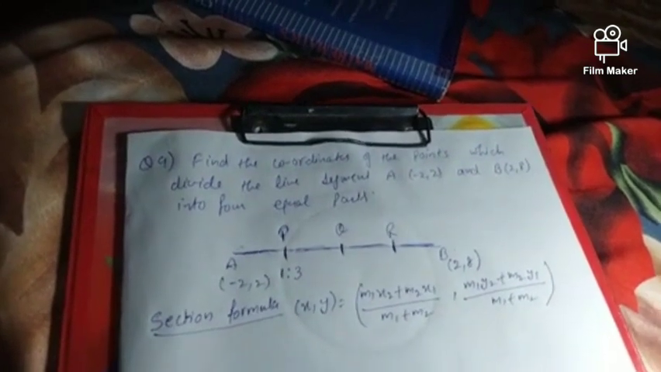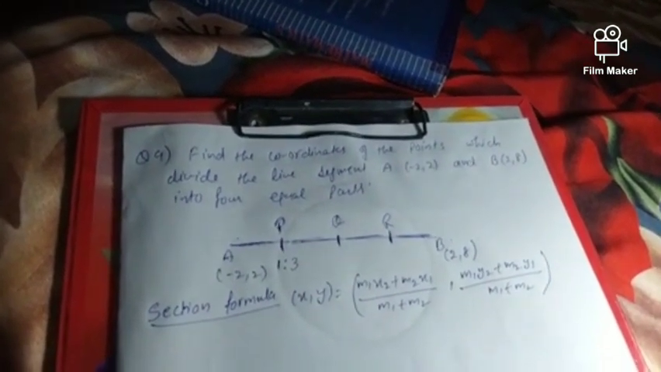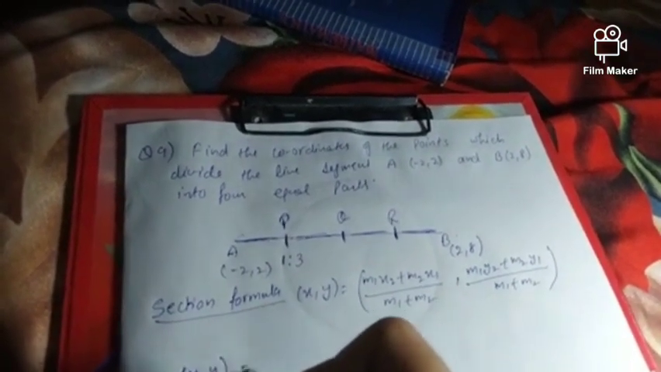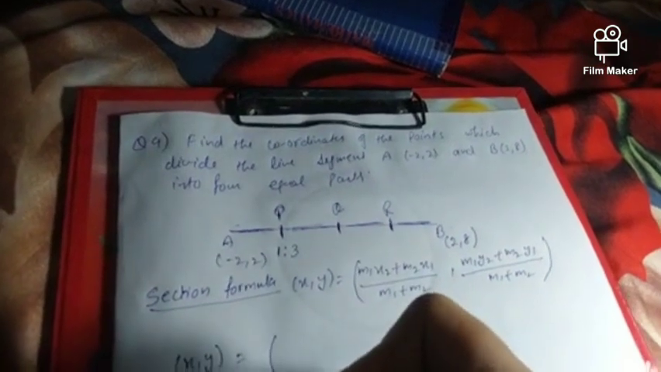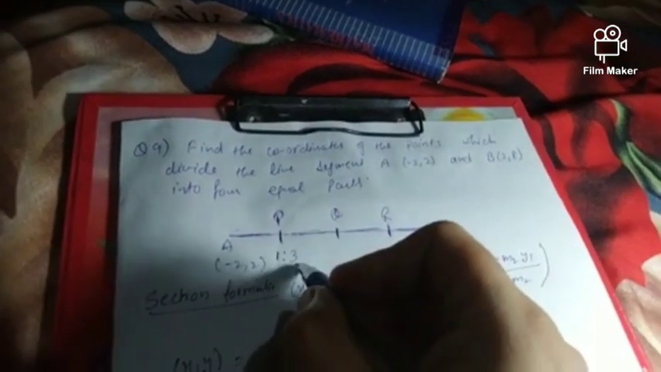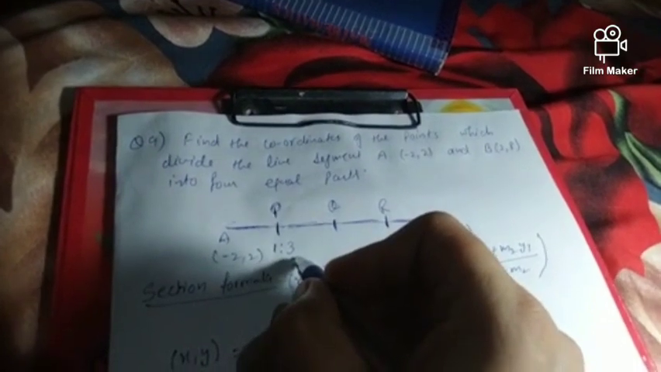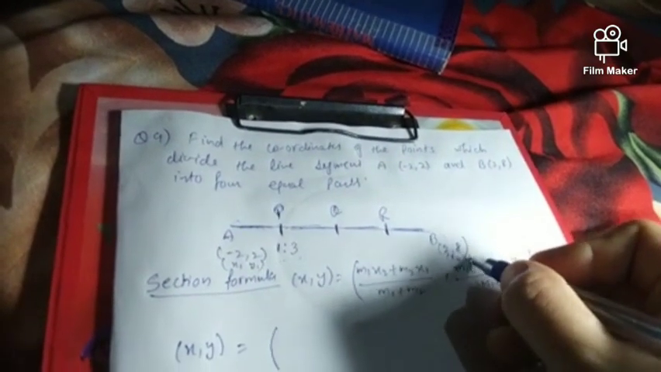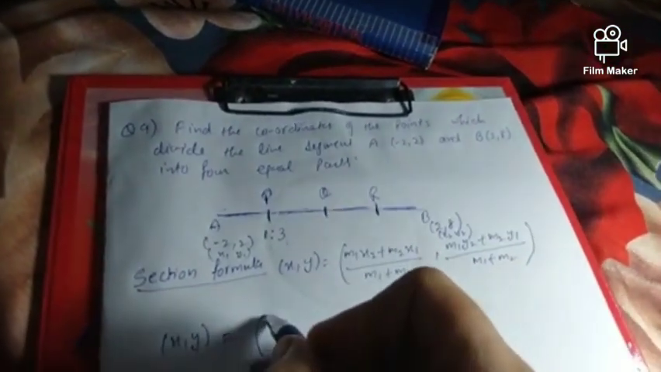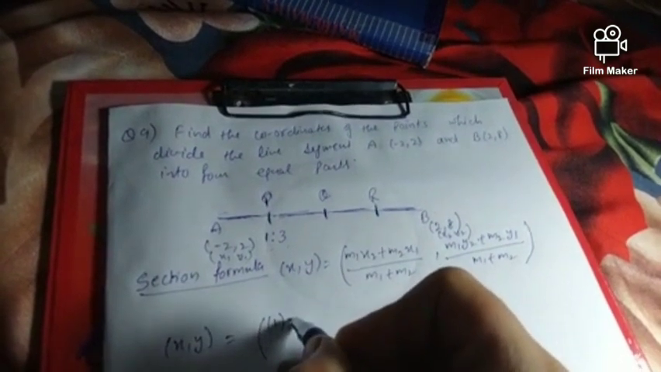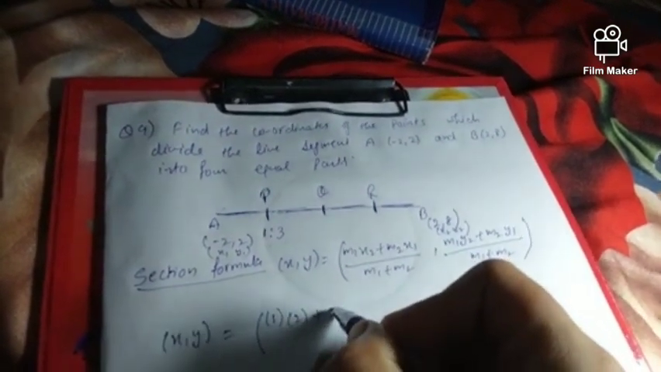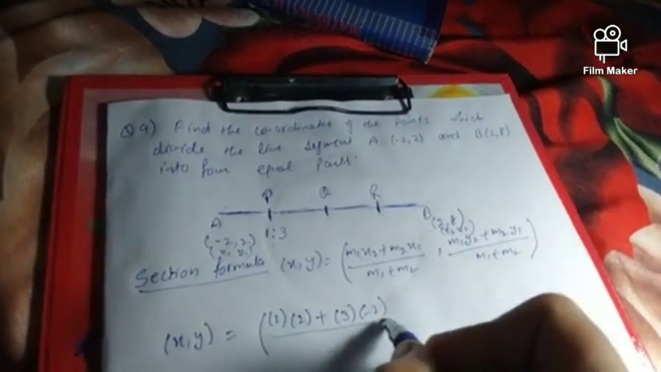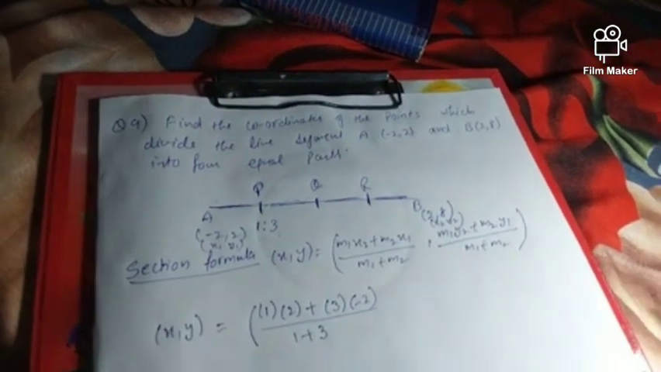Now firstly we will find the coordinates of P. (x, y) equals to, m1, that is the ratio 1:3. m1 is 1, m2 is 3. This is our (x1, y1), this is our (x2, y2). Clear? Now put the values. m1 is 1, x2 is 2, m2 is 3, x1 is -2, divided by m1 plus m2.